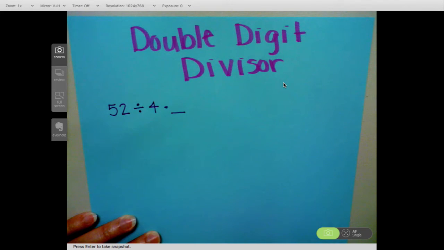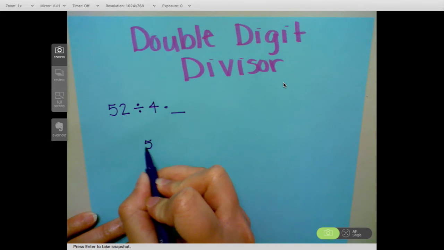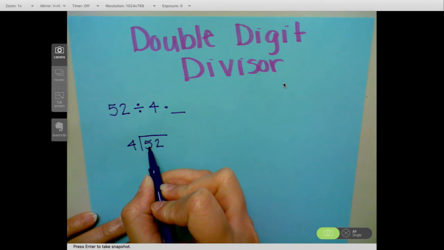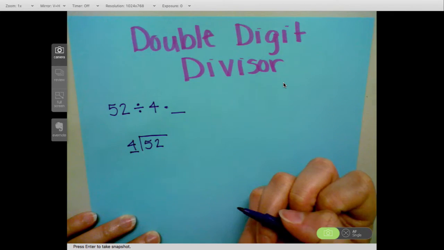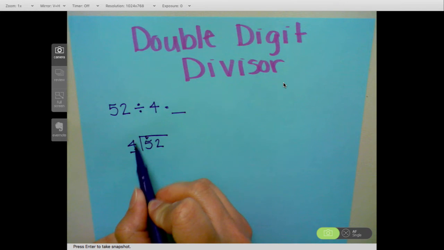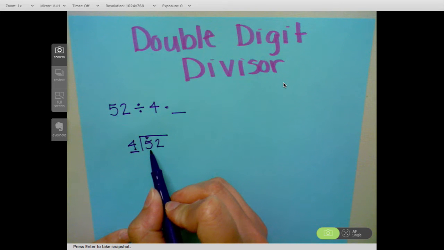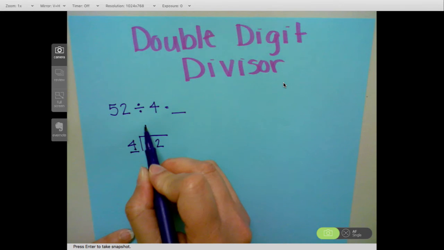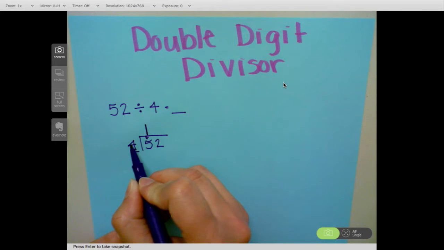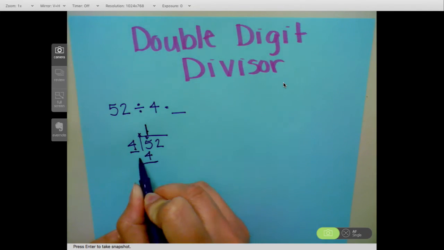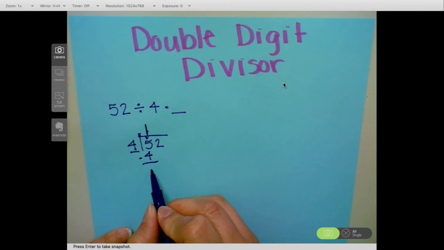Okay, well, you need to set it up with the 52 goes inside the house. 4 goes out because it's 52 being divided by 4. Okay, so our first thing we're going to look at, how many times will the digit 4 go into the digit 5? I know that will go in there one time. So now I think, oh, I've put 4 up here using 1. So 4 times 1 is 4. So I need to take that 4 out, and that leaves me with 1.